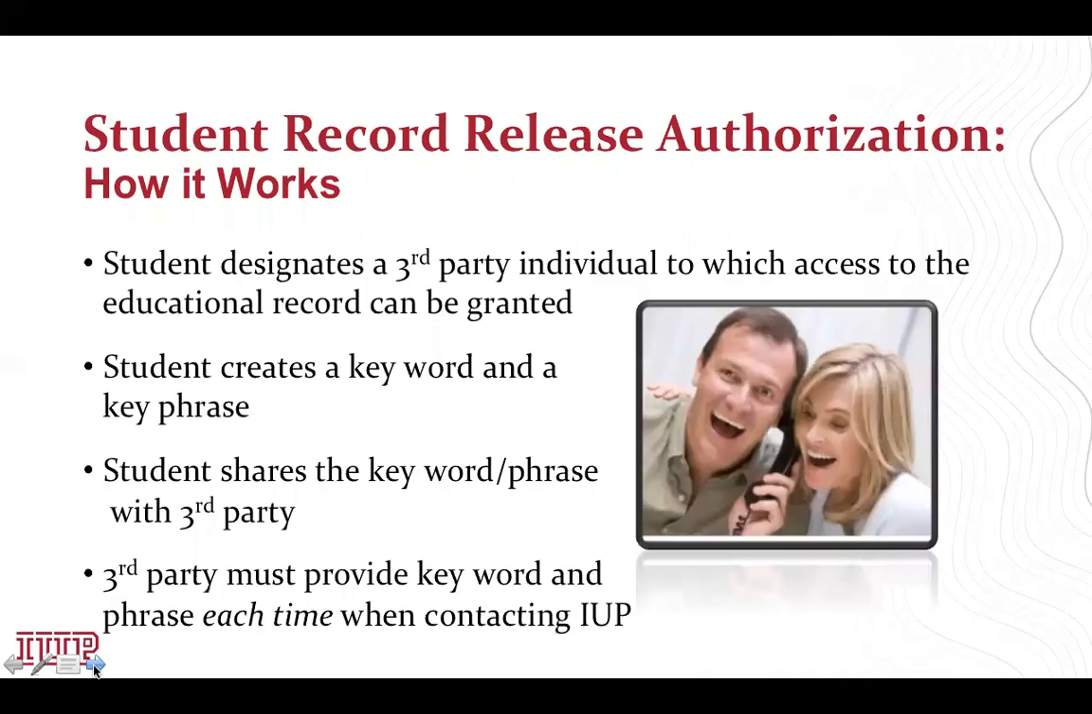In order to authorize access of a student's educational record, the student designates a third-party individual to which access to the educational record can be granted. The student creates a key word and a key phrase. The student shares the key word and key phrase with the third party. The third party must provide the key word and phrase each time when contacting IUP.